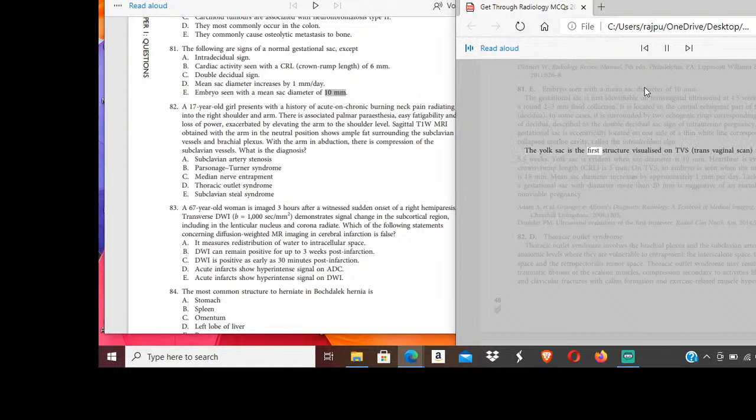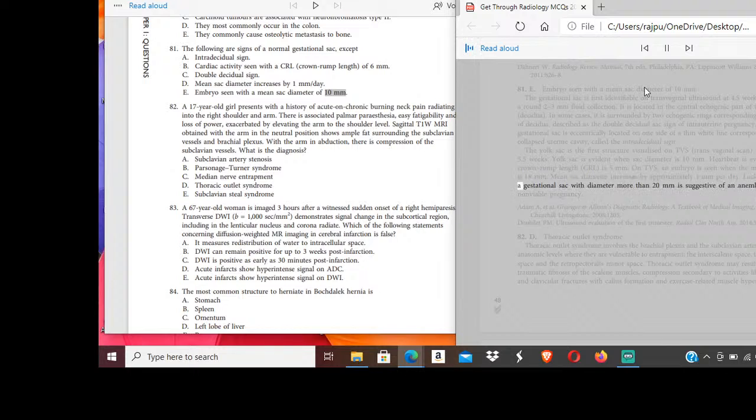The yolk sac is the first structure visualized on TVS, transvaginal scan, within the sac at 5.5 weeks. Yolk sac is evident when sac diameter is 10 mm. Heartbeat is evident when crown rump length, CRL, is 5 mm. On TVS, an embryo is seen when the mean sac diameter is 18 mm. Mean sac diameter increases by approximately 1 mm per day.